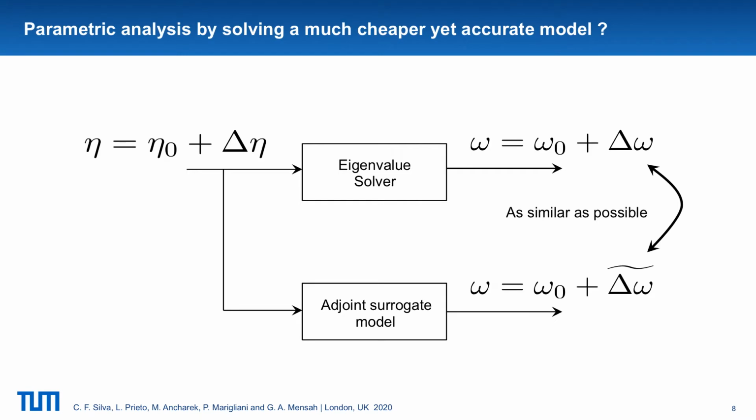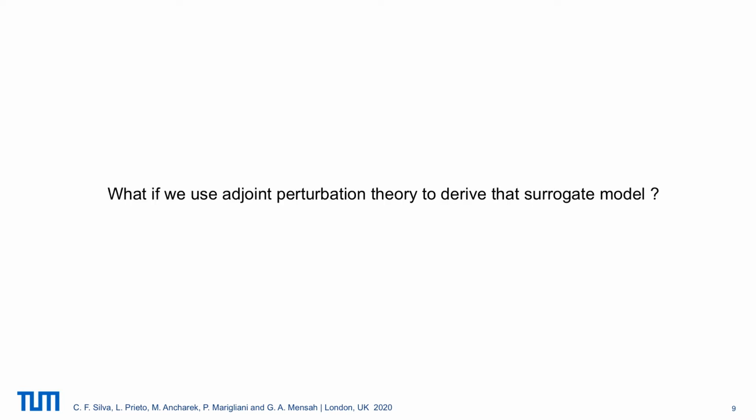Now, as we just saw, each point of this complex plane is the solution of an eigenvalue problem, and this is actually pretty expensive. We cannot do that hundreds of times. That would be very unaffordable. So what is the idea? We will consider an adjoint surrogate model. We have the same input and we will have an output which we hope is going to be very similar to the truth, the truth here being considered the output of the eigenvalue solver.